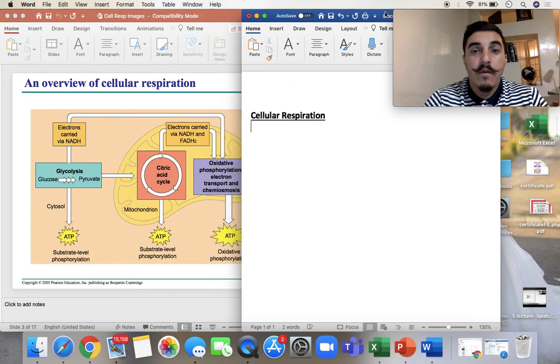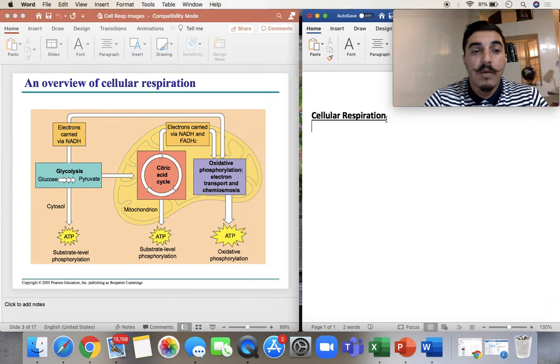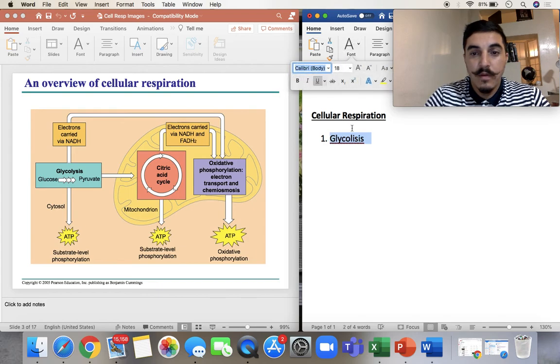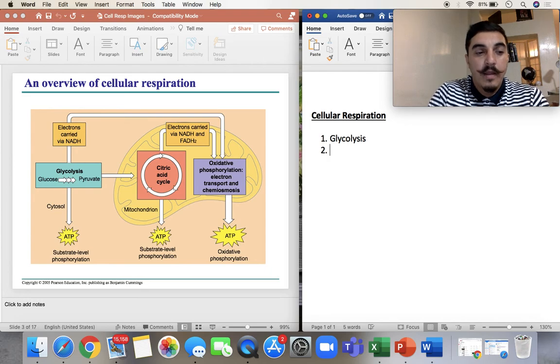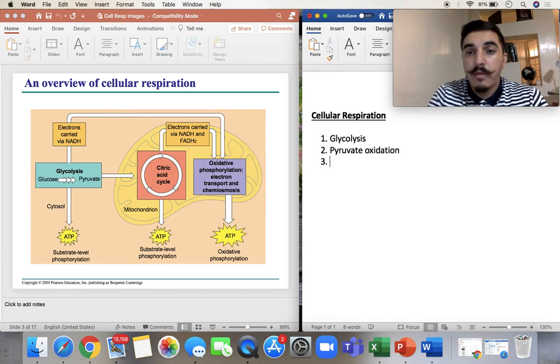We have four main steps that we're going to talk about. The first one is glycolysis. First, we've got glycolysis. Then we're going to talk about pyruvate oxidation. These are big terms, but they're really not that complicated. We're going to get the basics, so that when you get to more in-depth classes, you at least have an idea of what's going on.